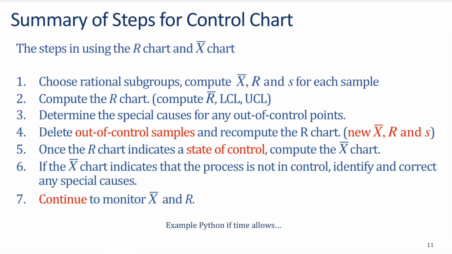Okay, this is the summary of steps for the control chart. These are for building the R chart and the X chart. So first of all, we choose the rational subgroups. We compute the means, the range and the standard deviation for each sample. Then we need to compute the R chart. And to compute the R chart, we compute the mean, the lower control limit, and the upper control limit.